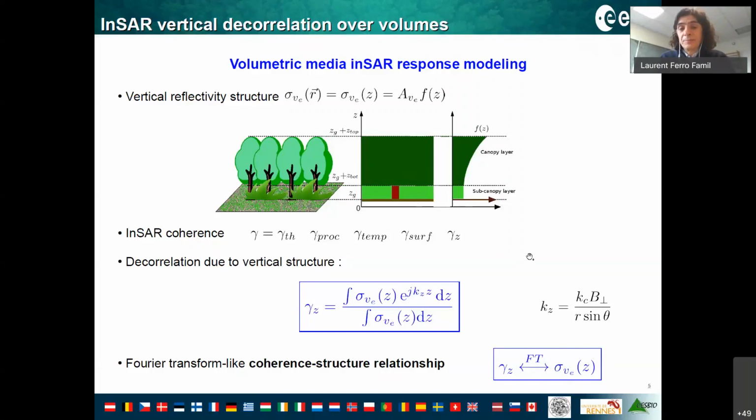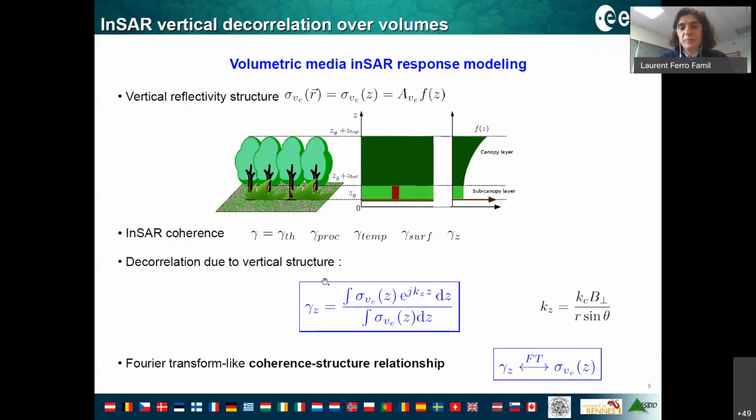You can do it by doing interferometric processing. Why? Because it is possible to show, but we are not going to do it today, that the interferometric coherence, once you have compensated for many sources of perturbation, you may isolate one term, which is called the volume vertical decorrelation factor, which is tightly linked to the way the reflectivity of the volume you are looking at spreads in elevation. So you have this very famous equation.